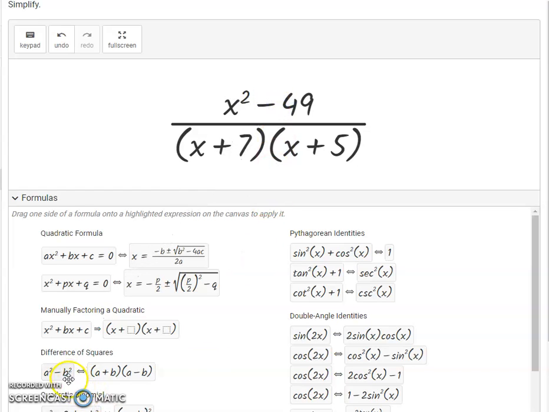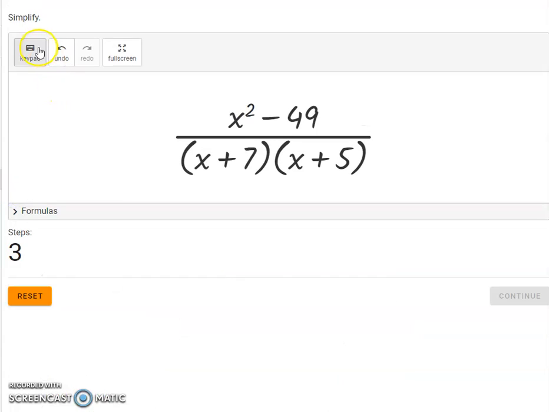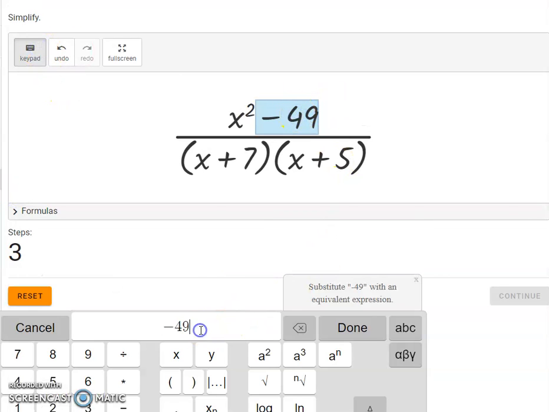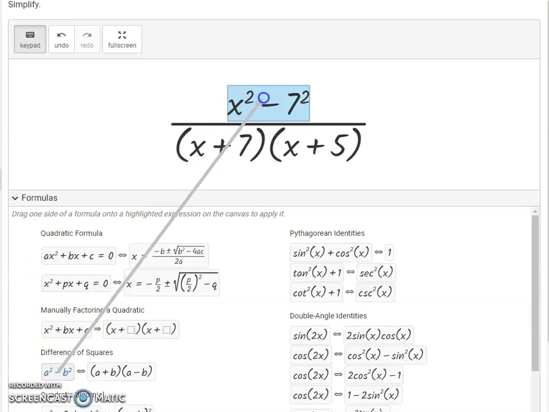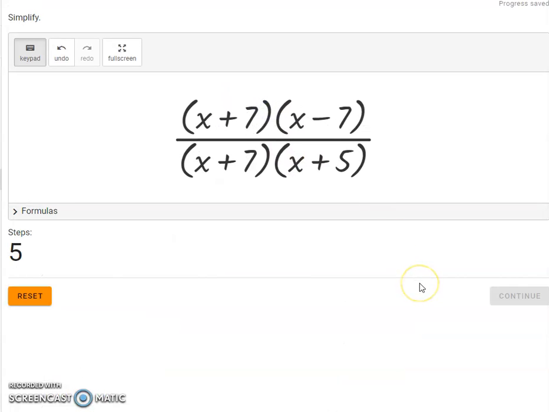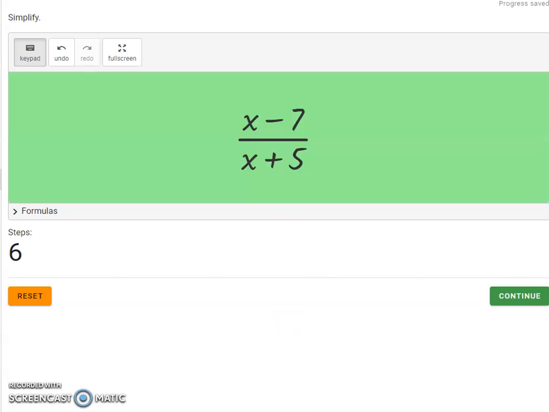The reason is that the way the program is written, they want both of these to be written as squares. So if I click on keyboard and then change negative 49 to a 7 squared, now both of these are written as squares. Then if I click on the difference of squares, it will factor into the x plus 7, x minus 7 factors. This is just the way they've programmed it for this particular rule. So x plus 7 divided by itself is going to be 1 as long as x is not negative 7.